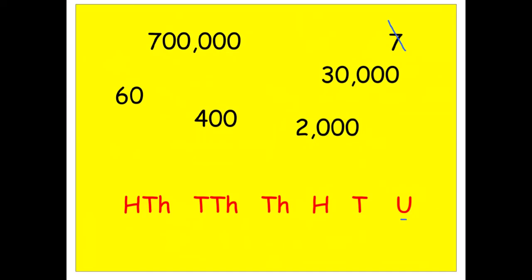It's a 7. So I'll put my 7 in my units. My tens has 2 digits, and there's 6 of those. My hundreds has 3 digits, and there's 4 of them. My thousands has 4 digits, there's 2 of those.